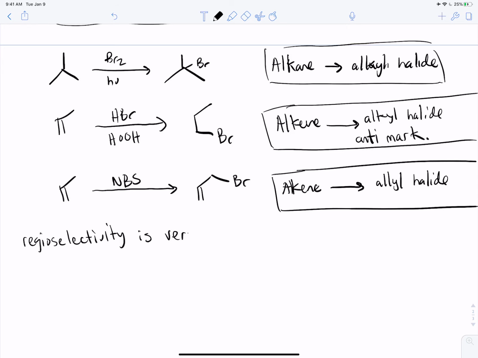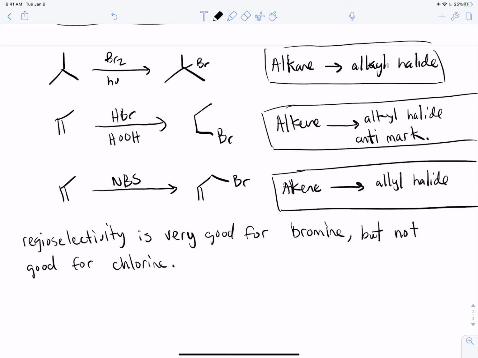is very good for bromine, but not good for chlorine. So a lot of times when I'm doing these reactions, like when we're doing alkene additions, I just use bromine, but you could conceivably use chlorine. In this particular case, chlorine is not a viable option, and that's because your regioselectivity is not good when you use chlorine.